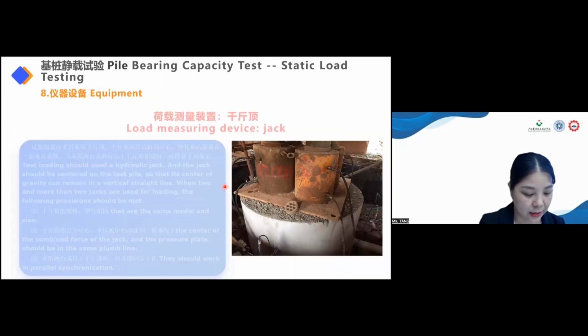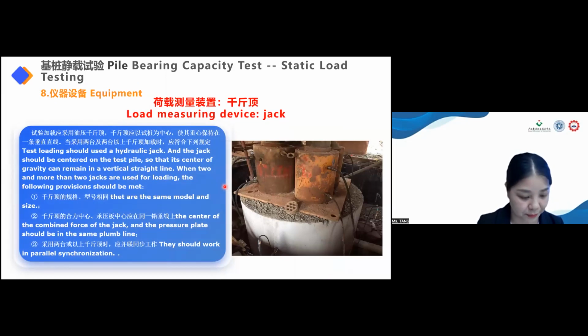8. Equipment. The equipment for static load test of foundation pile includes load measuring device and the deformation measuring device. We usually use the jack as the static loading device of foundation pile static load test.